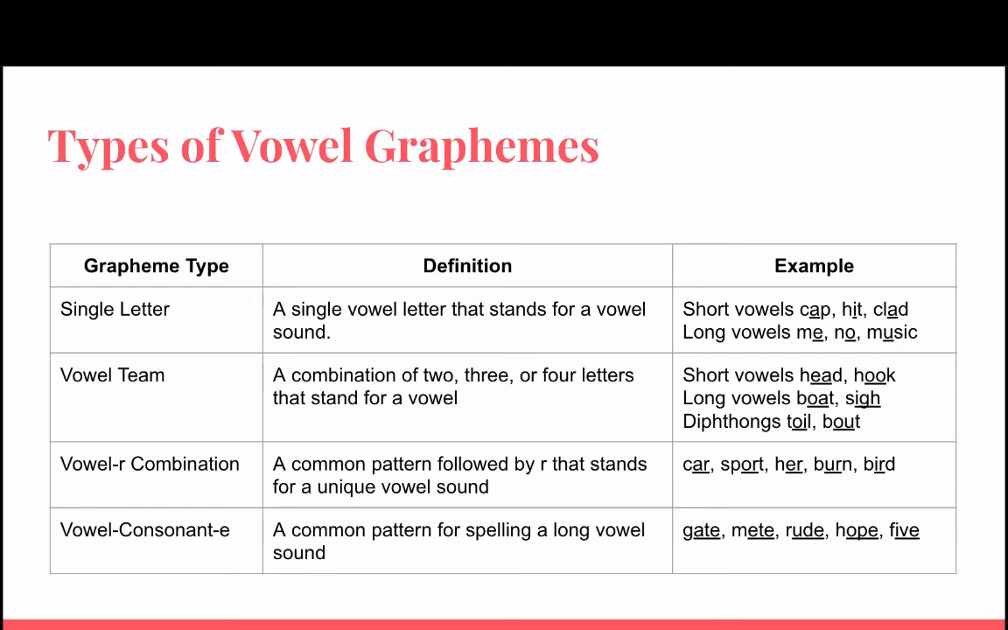Vowel consonant E. A common pattern for spelling a long vowel sound. So we have the vowel and then a consonant letter and then the E. We might sometimes call this magic E or sneaky E at the end. So this makes the long vowel sound. So together in the word gate, A and E make the sound A. Or in the word meet, we have the E and the other E, they make the sound E.